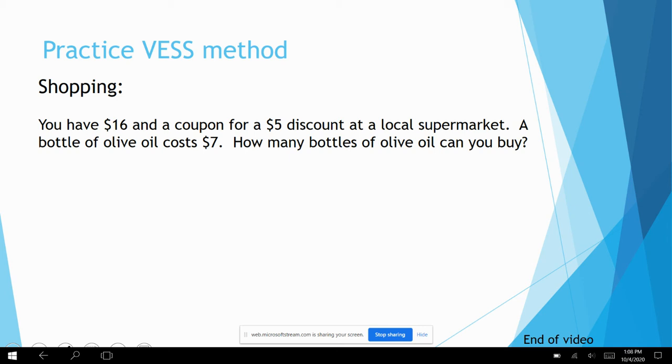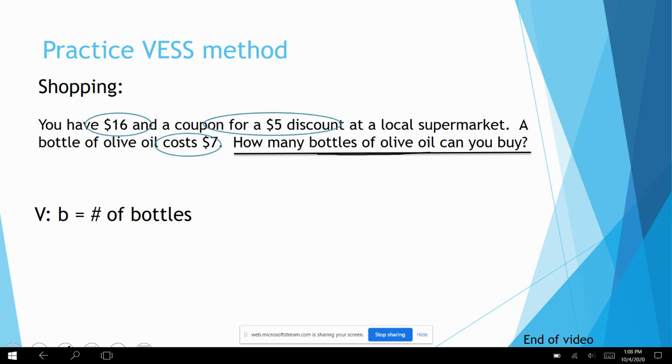So first, let's identify what our question is asking. How many bottles of olive oil? So that variable is going to be bottles of olive oil, and specifically the number of bottles we're looking for. Now we know our equation is going to use our numerical values. Well, we have $16, a coupon for a $5 discount, and a bottle of oil costs $7.